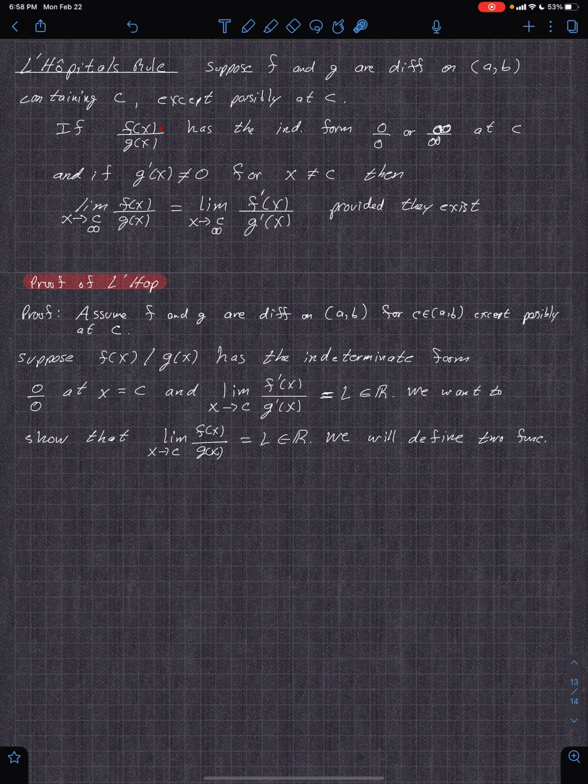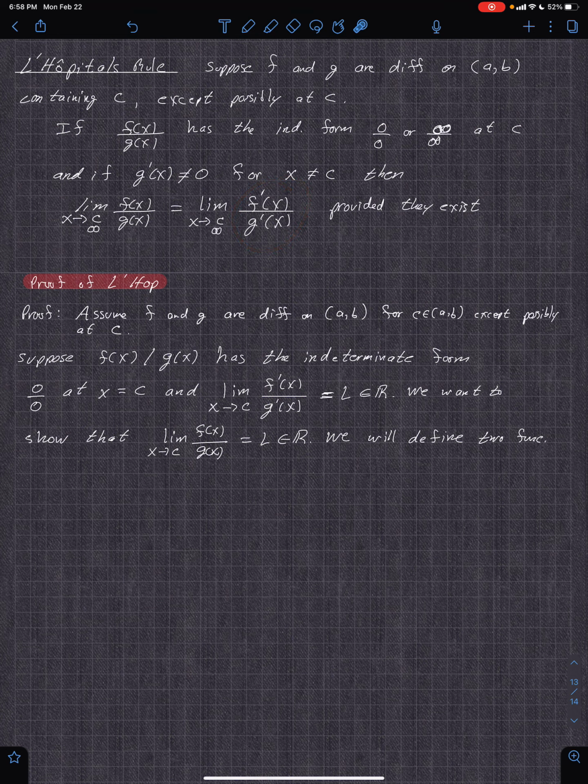If f of x over g of x has the indeterminate form of 0 over 0 or infinity over infinity at c, and if g prime of x is non-zero for all other values, meaning it can't be c, then the limit as x approaches c or infinity of f of x over g of x is equal to the limit as x approaches c or infinity of f prime of x over g prime of x, provided the limit exists. So whatever this limit is, if it exists, has to equal this limit.